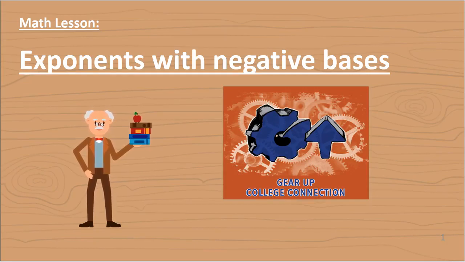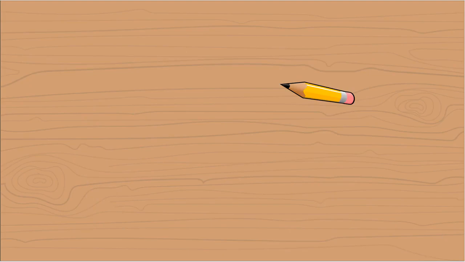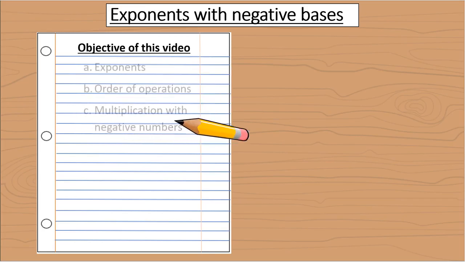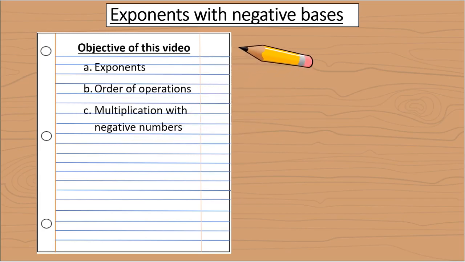I am a tutor from the Giro Pro at Rio Bravo Middle School, and today we're going to go over some math concepts from the 8th grade math classes. The name of this lesson is Exponents with Negative Bases. The objective of this video is to increase your knowledge of exponents, multiplication with negative numbers, and other operations. From experience, these concepts are essential to understand to become more successful in high school Algebra 1.